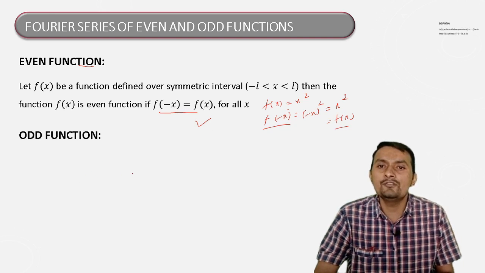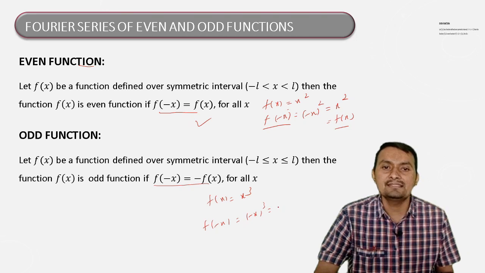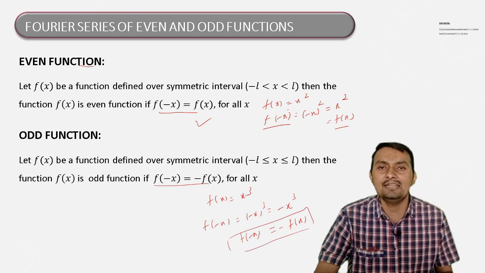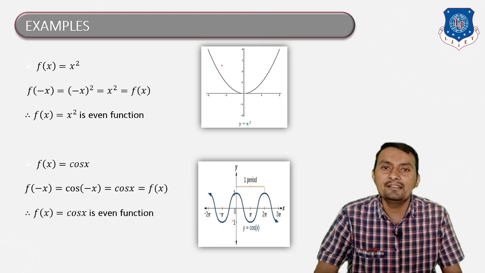And we say the function is odd if f of minus x is equal to minus f of x. For example, f of x is equal to x raised to cube. If I replace x with minus x, we get minus x raised to cube, which is minus f of x. So finally, f of minus x is equal to minus f of x, which means the given function is exactly an odd function.